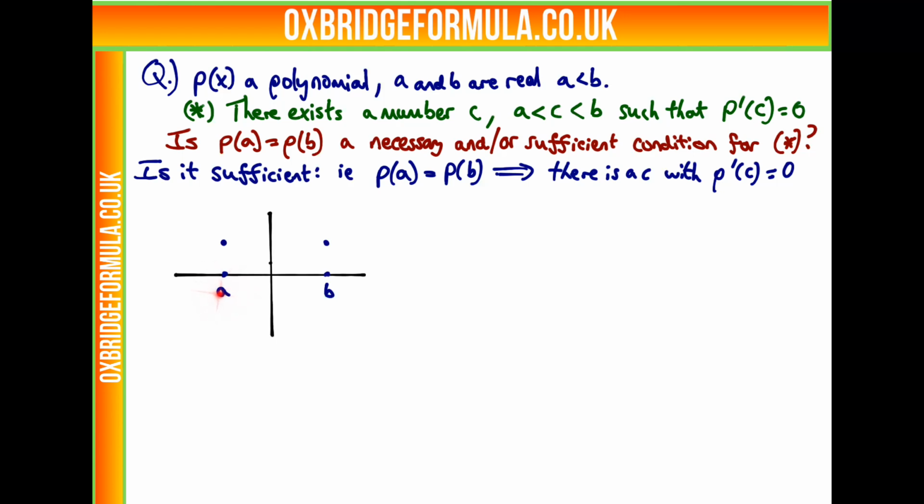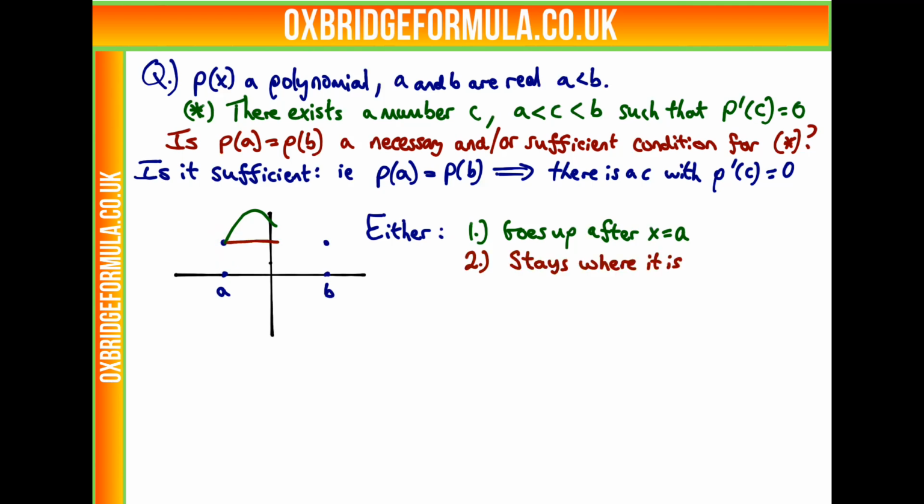So I've drawn on arbitrary points of a and b. And because P of a is equal to P of b, the polynomial P of x goes through both these blue points, which are both on the same horizontal line. So starting at x equals a, what could our polynomial do as you move along the x-axis a little bit? Either it could go up after x equals a and do something like this, or it could stay where it is and stay horizontal, or it could go down after x equals a and do something like this. But in all three of these cases, it must return back to this blue point.